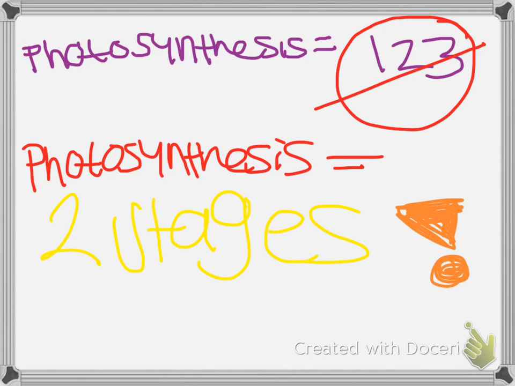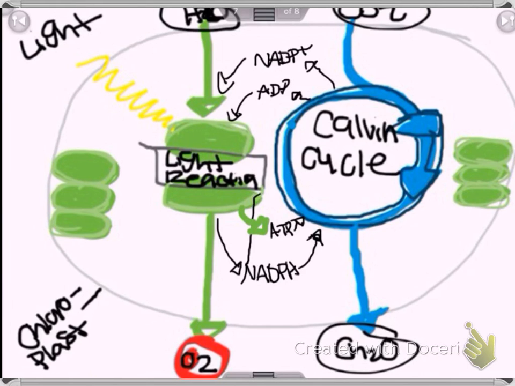So, in order to make me, there are two stages. It's not like how with you guys, where there's just one stage and your parents, 1, 2, 3, done. No, there are two stages for me. Light reaction and the Calvin cycle.